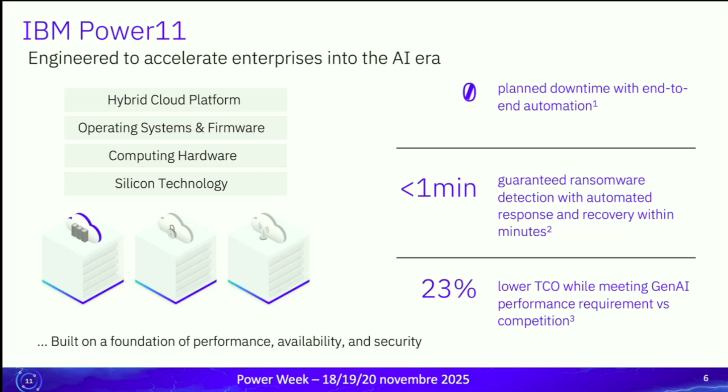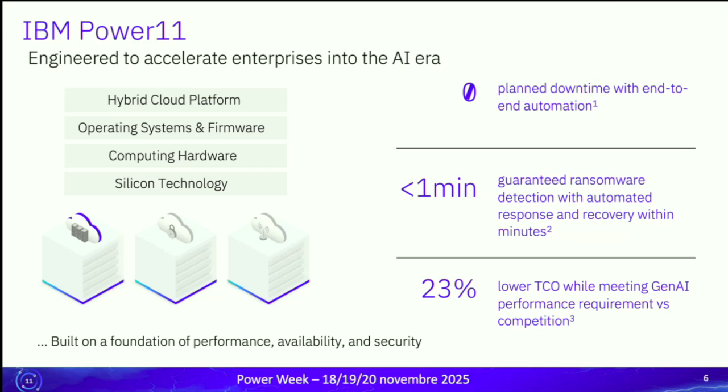But there are three things that we brought together with Power11. Zero planned downtime, and I'll touch a little bit more on that, with end-to-end automation. Less than 1 minute guaranteed ransomware detection. This is about bringing in a full stack capability on Power that touches storage, because you need storage, software, and services. So bringing the full stack of IBM together and bringing to you guaranteed ransomware detection.